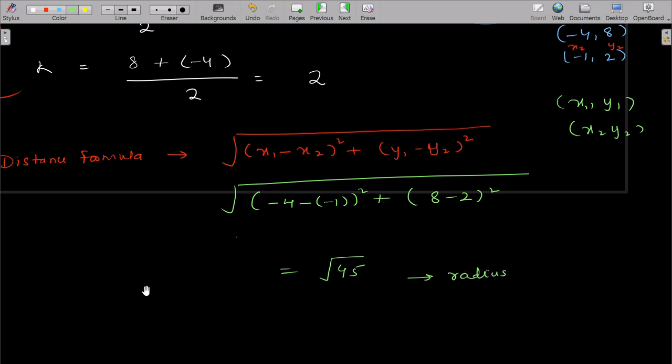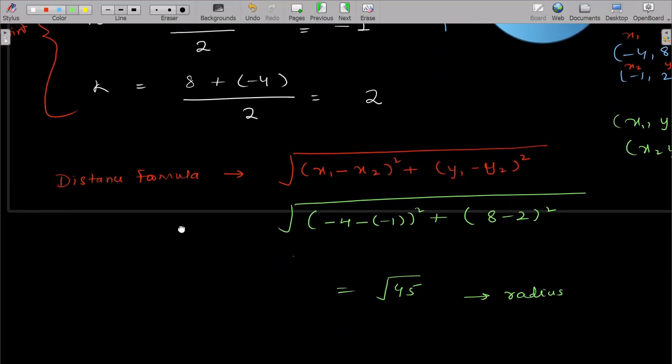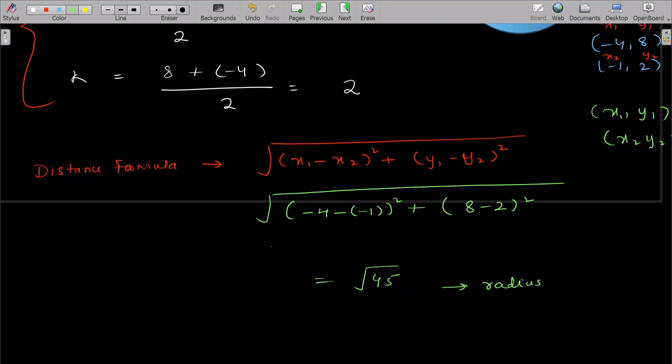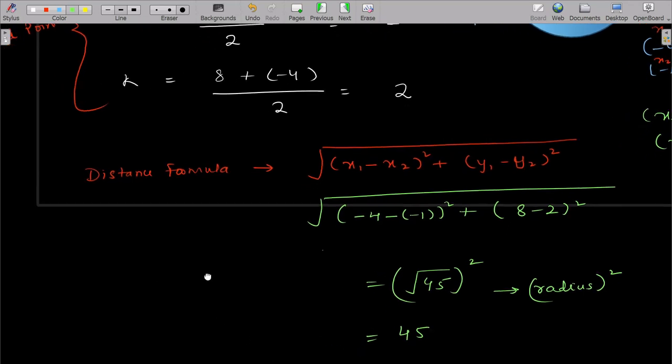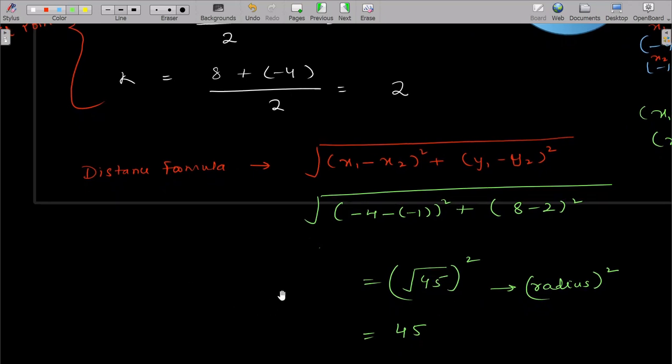But if you have to write the final equation, we have to write the square of the radius, right? Because in the end you remember there is r square. So when you square it, then you'll get 45. So you don't have to find out its square root. I hope this step is clear, Anika.